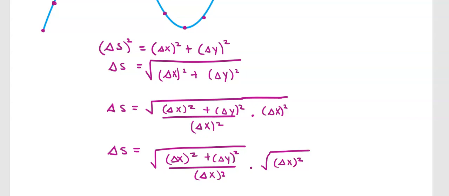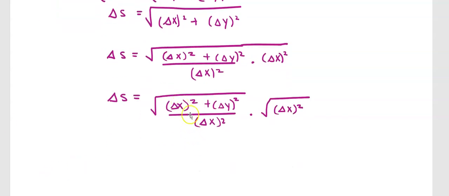Now, we can, of course, simplify this. There's a lot of things to simplify here. First of all, this first piece, delta x squared divided by delta x squared, would become a 1. I can write delta y squared over delta x squared. And, of course, this part on the right will just become a delta x. So let's simplify that.